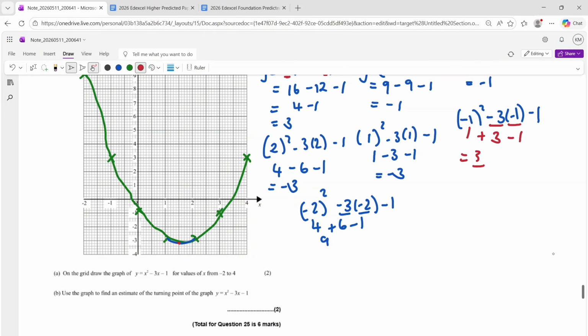So that point there is, if I go down and then across, that's going to give me my X and Y. So my X is going to be 1.5. My turning point will be a coordinate, so I'm going to put 1.5. And my Y, it's between -3 and -4, and there's only 5 squares there, so each square must be worth 0.2. So -3.2. So that is my turning point there.